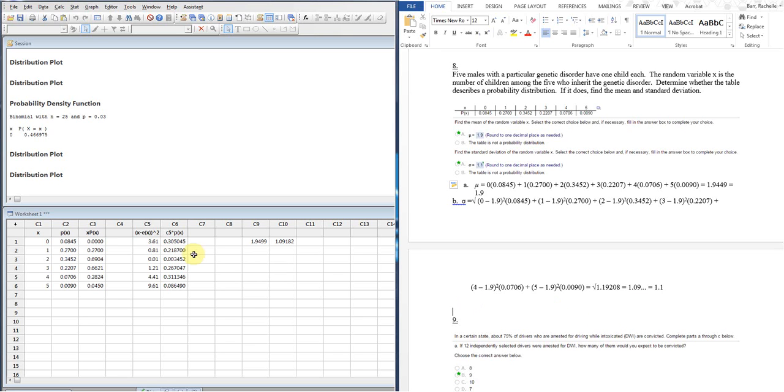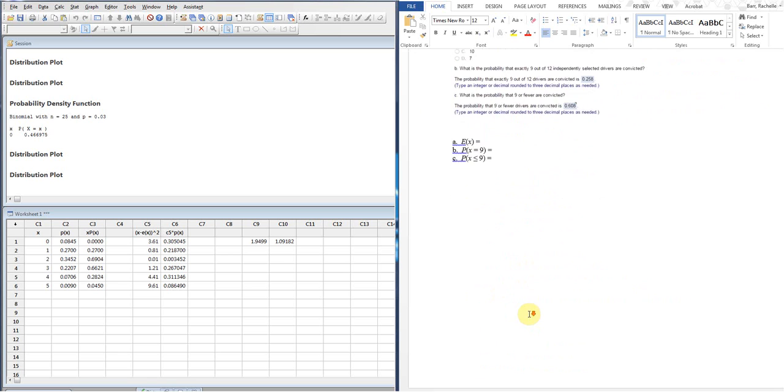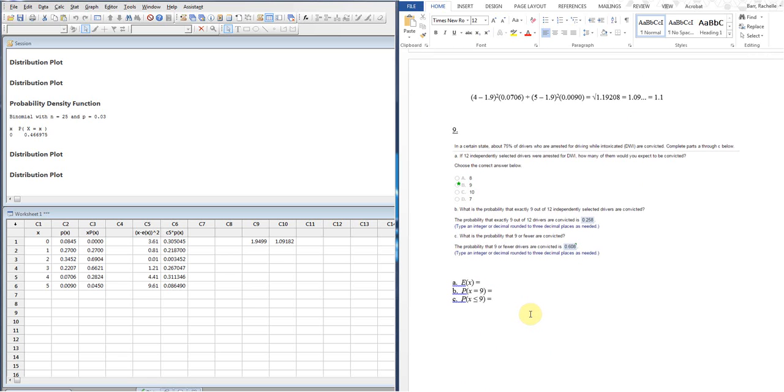Good times. Okay. Come on, number 9. Okay, sorry. In a certain state, about 75% of drivers who are arrested for driving while intoxicated, aka a DUI, are convicted. Complete parts A through C below. Yay, facts, and then things. I always love how my stat lab reads these things. It's like reading radio instructions. Okay, if 12 independently selected drivers are arrested for a DUI, how many would you expect to be convicted?